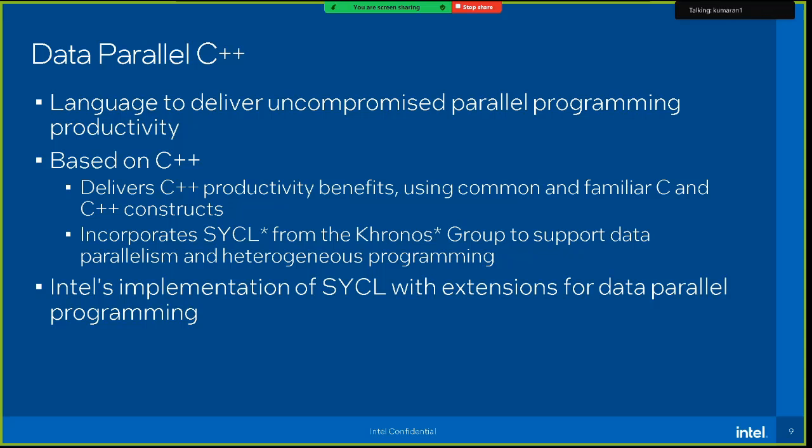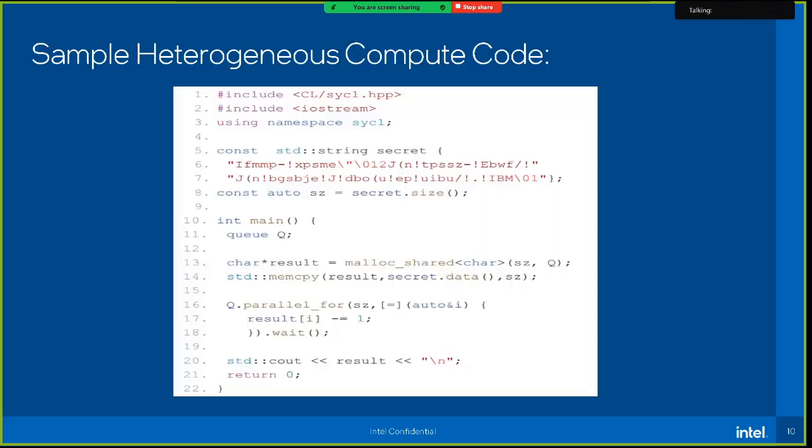This is mostly C++ only. So I don't think there are other, in addition to DPC++, there are other C++ implementations, but I think mostly it's C++ based. So let's look at this code.